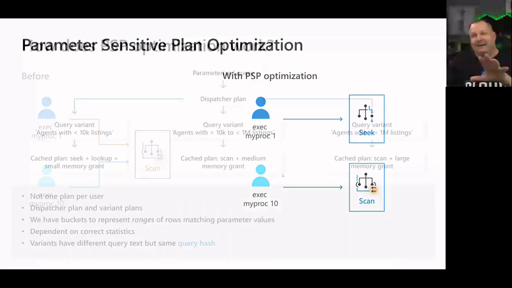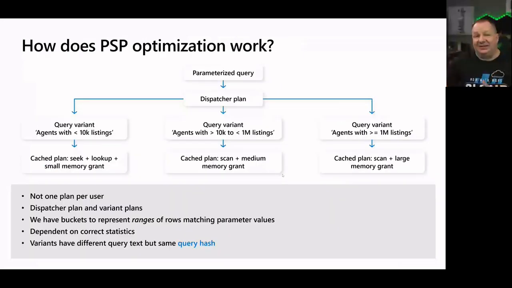I'm not going to go into the details. You'll have access to these slides and details here. So this is essentially figuring out where we're going to get that query variant, and then what kind of plan we're going to use, and what kind of memory grant it is, a small, a medium, or a large memory grant that's going to be assigned based on the variant values.